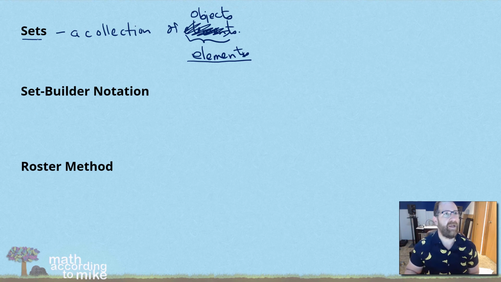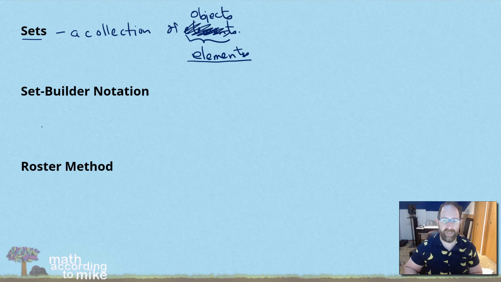For example, a set could be the set of all people at a restaurant at a specific time, and every person in that restaurant would be considered an element of that set. It doesn't have to be people. It could be animals, stars, whatever you want to create a set. Now, there are two major ways to write a set, and they're listed below: set builder notation and roster method. We'll start with set builder notation.